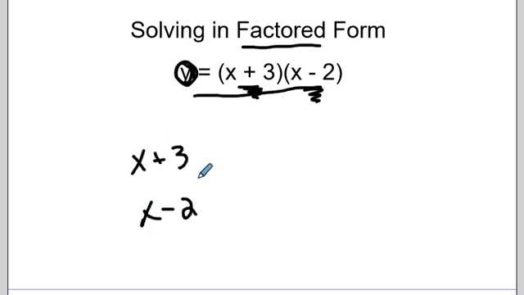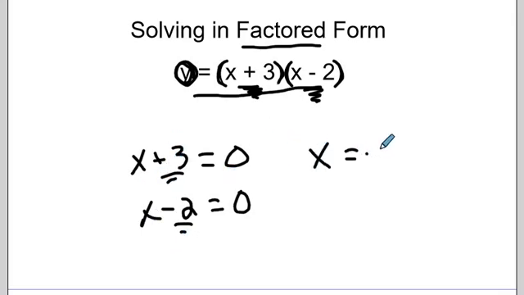And this may be confusing at first, but remember, a binomial, if it's in parentheses, we can treat it as one unit. I'm doing my best Sal Khan impression right here. x plus 3 equals 0, x minus 2 equals 0, equations like this. We're just going to go ahead and do it to the other side. So x equals negative 3 and x equals 2.